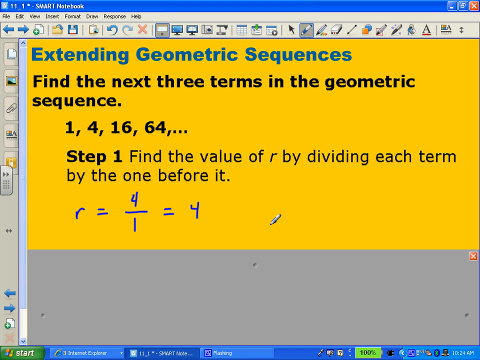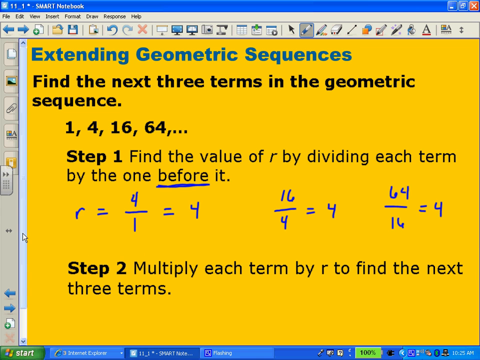And I could do that really with any term in the sequence. If I went to 16, I divided it by the term before it, I get 4. If I go to 64 and divide it by the term before it, I get 4. So I can see that no matter which term I choose, if I divide it by the one before it, and before it is important, okay, this can get a little confusing sometimes, then I will find the common ratio.